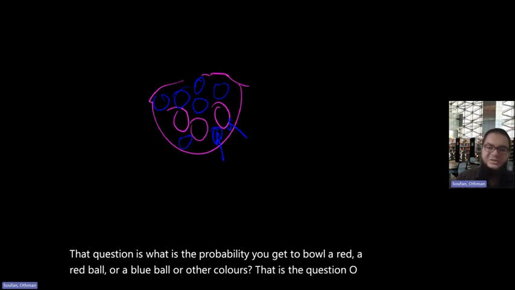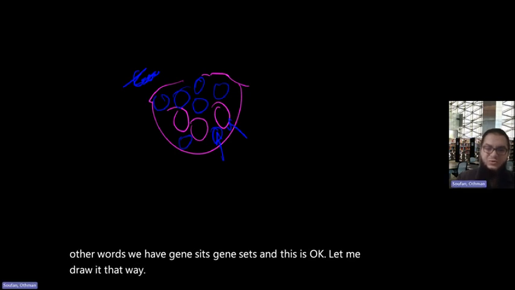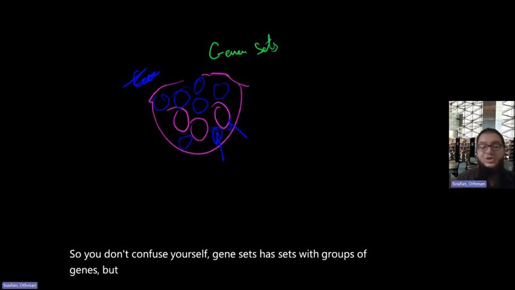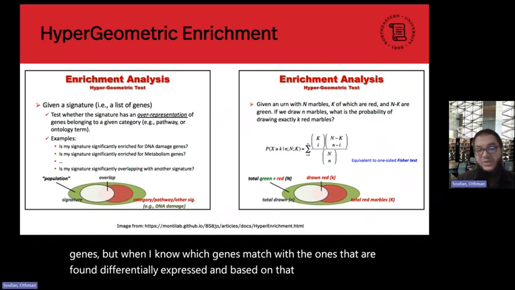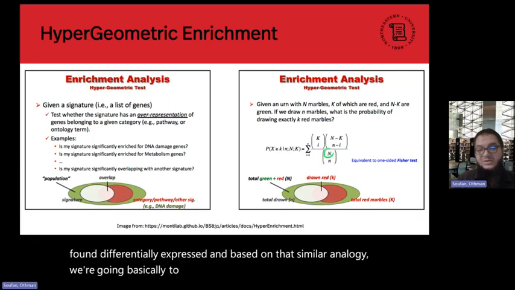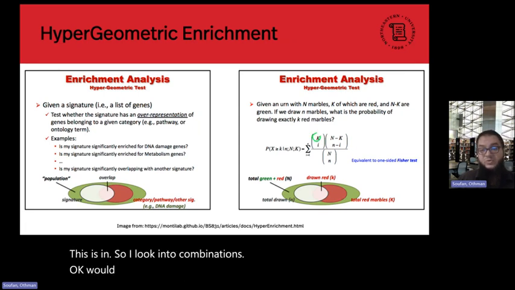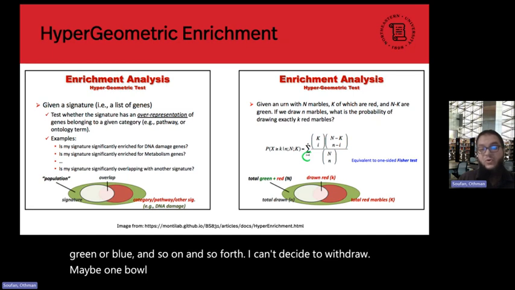So, in other words, we have gene sets. Let me draw it that way, so you don't confuse yourself. Gene sets has sets with groups of genes, but we want to know which genes match with the ones that are found differentially expressed. And based on that similar analogy, this is the full size of the balls, all number of balls, how much I'm going to withdraw. This is n, so I look into combinations. K would refer to which ones are red, n minus k, which ones are green or blue, and so on and so forth. I can decide to withdraw maybe one ball or two balls or three until I get to n. That's why we have the summation.